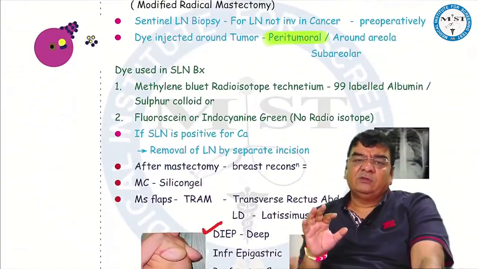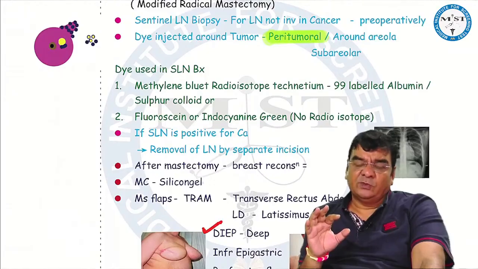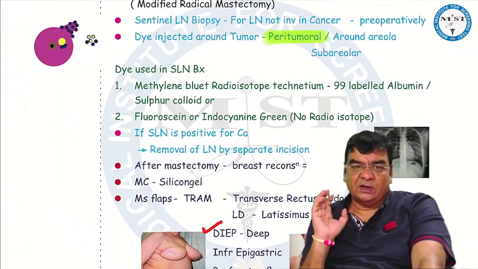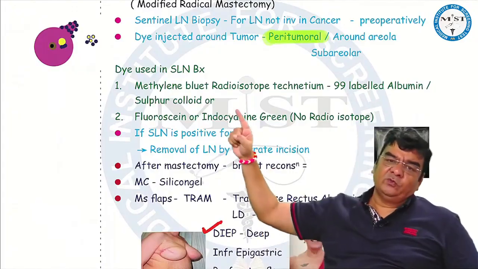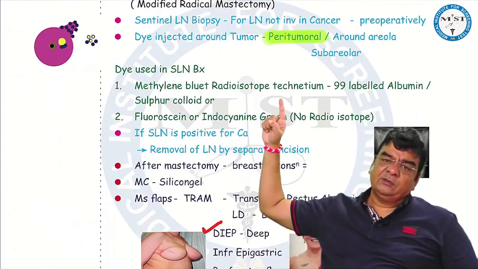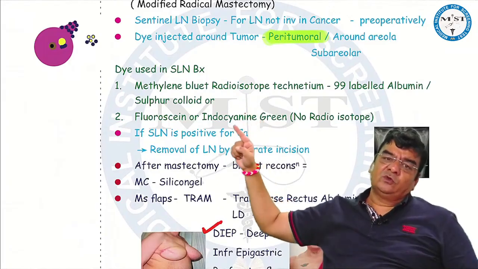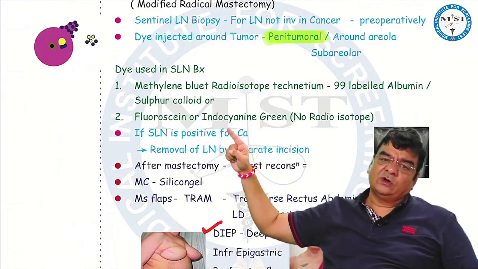The dye which can be used in sentinel lymph node biopsy can be a radioisotope dye or a non-radioisotope dye, like methylene blue with radioisotope technetium-99 labeled albumin or sulfur colloid. This can be used, or fluorescein or indocyanine green, which is a non-radioisotope dye, can be used.